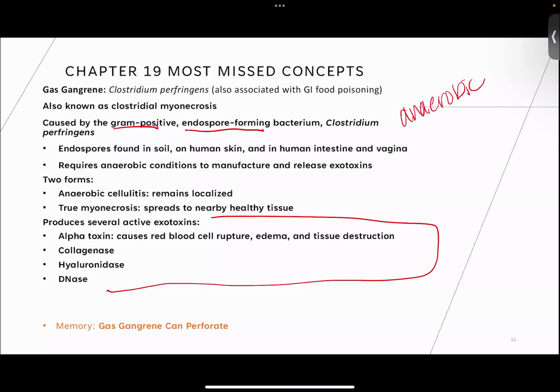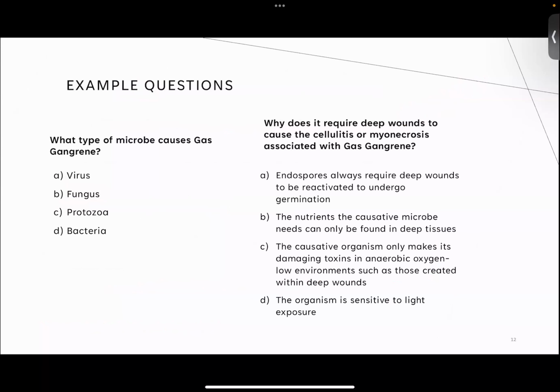We do talk repeatedly about how Clostridium is an endospore forming genus. This is Clostridium perfringens, therefore it makes endospores. And we learned in our lab, we only tested our gram-positives for endospores because only gram-positives can make endospores. So you automatically know this is going to be an endospore forming gram-positive bacterium. And I have driven it home several times that these are anaerobic bacteria as well. All Clostridium are. Okay. So our memory for this one: gas gangrene can perforate. Just reminding you, perfringens.